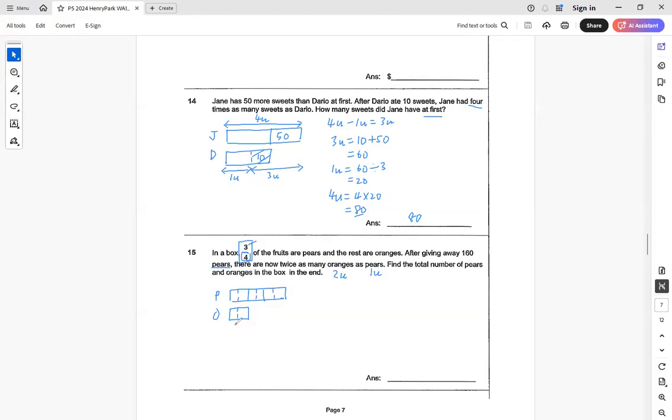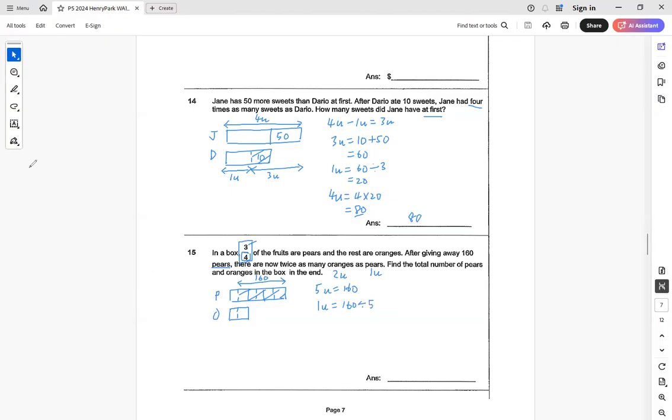So take note, it tells me that oranges have 2 units in the end, pears have only 1 unit in the end. Meaning, from here to here must be the one that was given away. Okay, the 160 that was given away. So we count actually, this 160 is 1, 2, 3, 4, 5 units. Okay, so 5u equals to 160. Okay, always we have to find 1 unit. There will be 160 divided by 5.